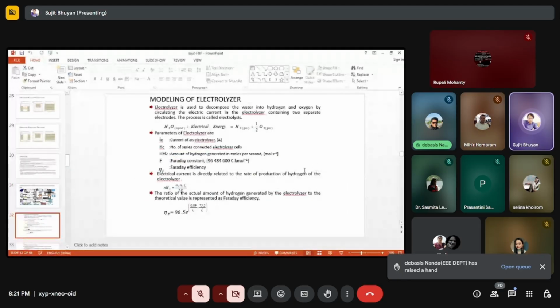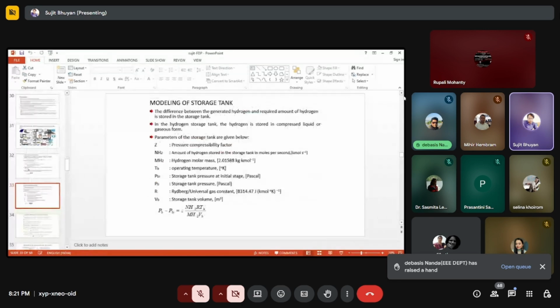So here is the overall modeling of the electrolyzer and the circuits I have used to model the electrolyzer. I'll go a little bit faster, as the time is around half an hour, so I have to conclude. Most of the slides are there till now.